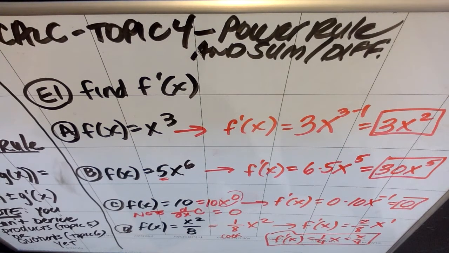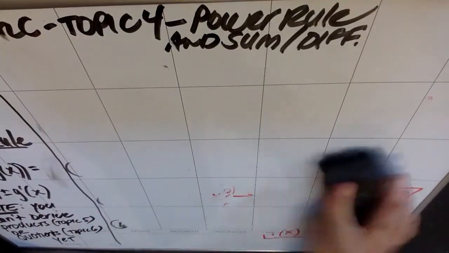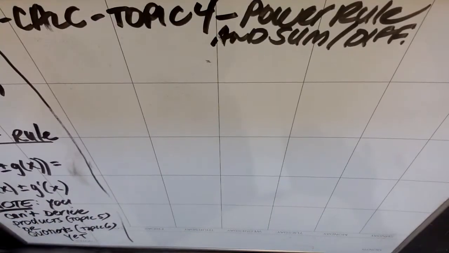All right, so that's our example 1. What we're going to walk through next is example 2, which talks about negative exponents. When we go to do example 2, I can still have something that's the power rule, even if it doesn't have a nice, happy x cubed. It could be something else.